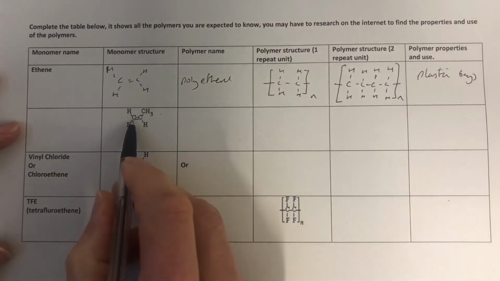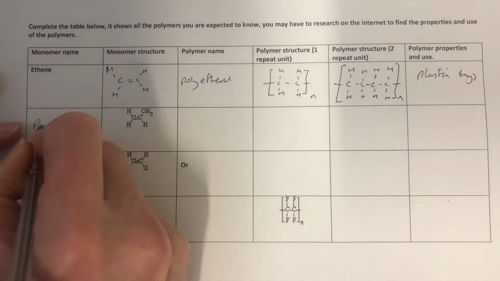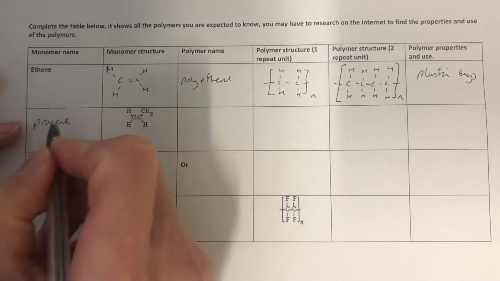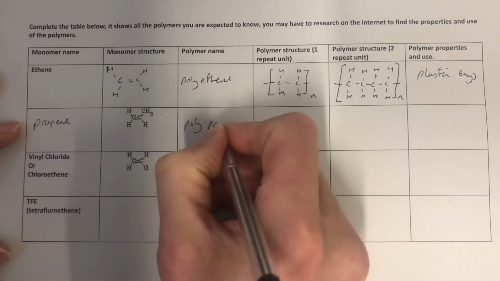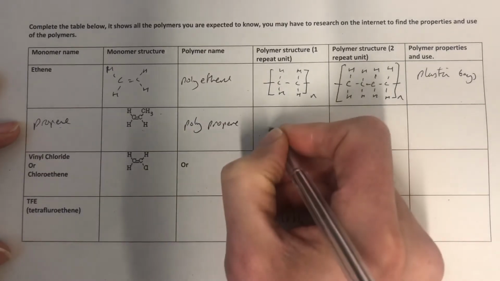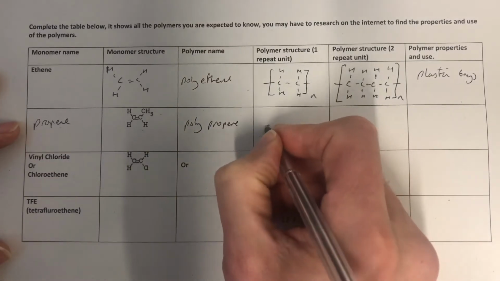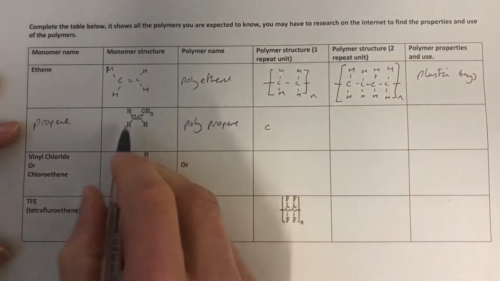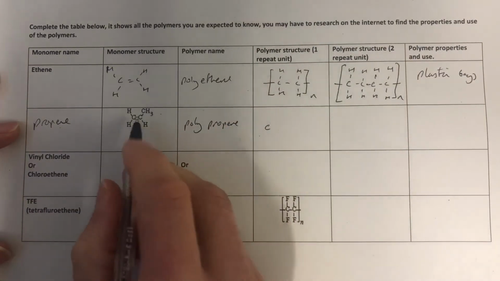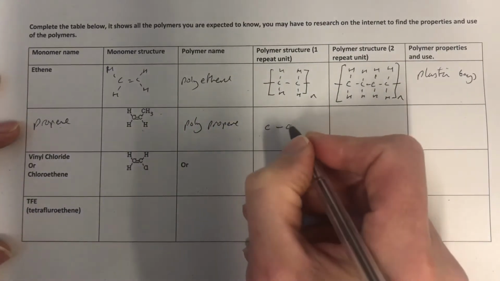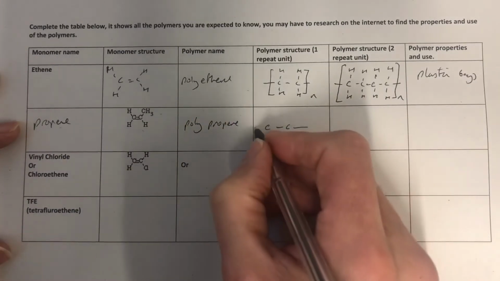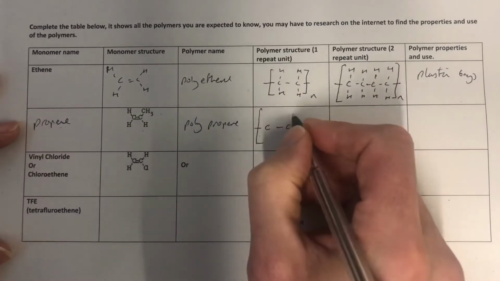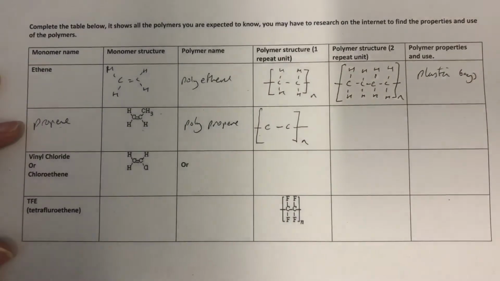Now we've got 3 carbons and a double bond. That makes it propene, if we've learnt our hydrocarbon names. Polymer name, polypropene. Now this is an absolute favourite of the examiner, getting you to draw this one out. Look at it really carefully. C, C, and that double bond there is now sprung open through the brackets, n times.